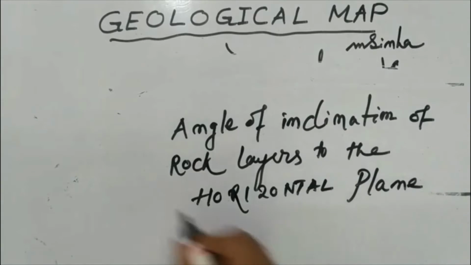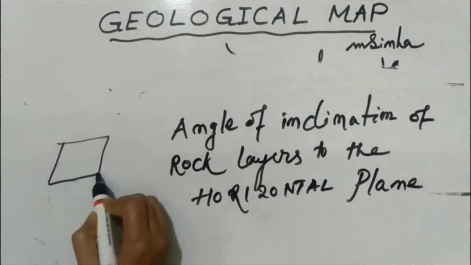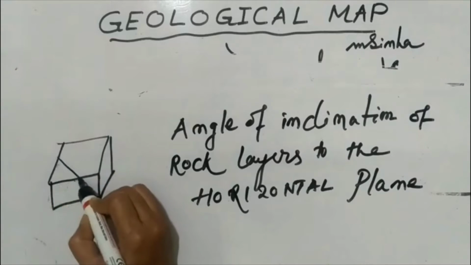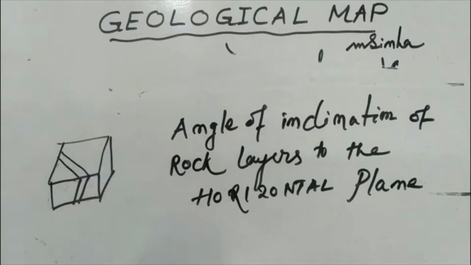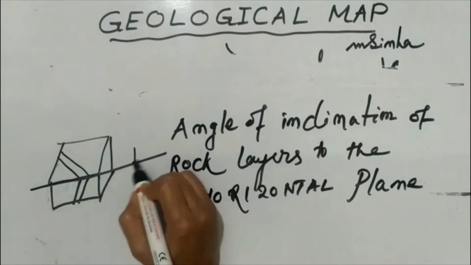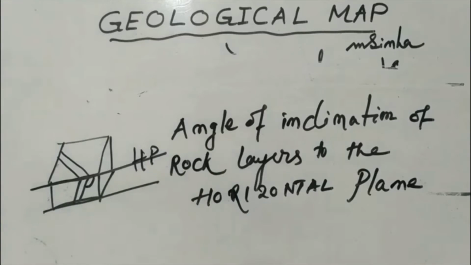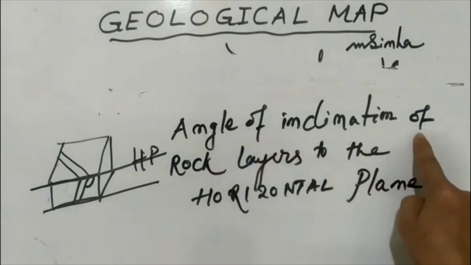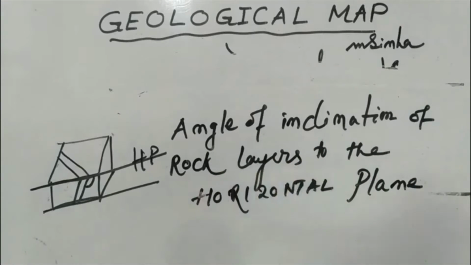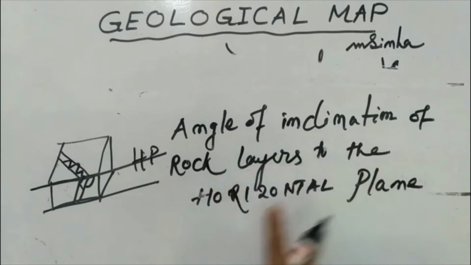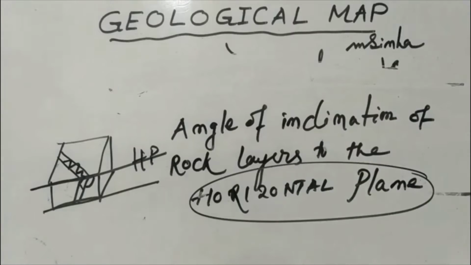Okay. Suppose this is a block diagram. Here the inclination of the bed is that kind. Okay. What is this? This is the horizontal plane. This angle is the dip. Okay. What is dip? Dip is the angle of inclination of the rock layer. Which is the rock layer? This is the rock layer. Dip is the angle of inclination of the rock layer to the horizontal plane. Dip is always measured in reference to the horizontal plane.